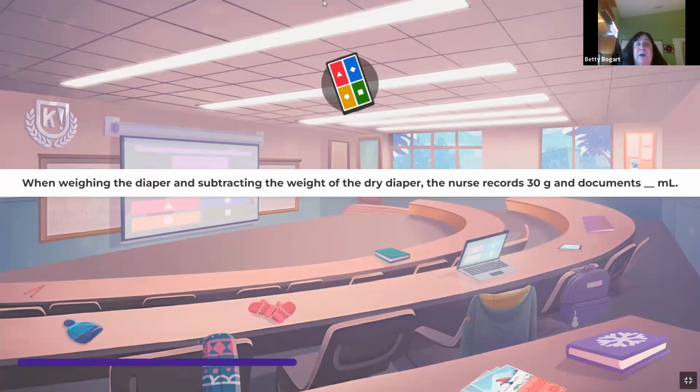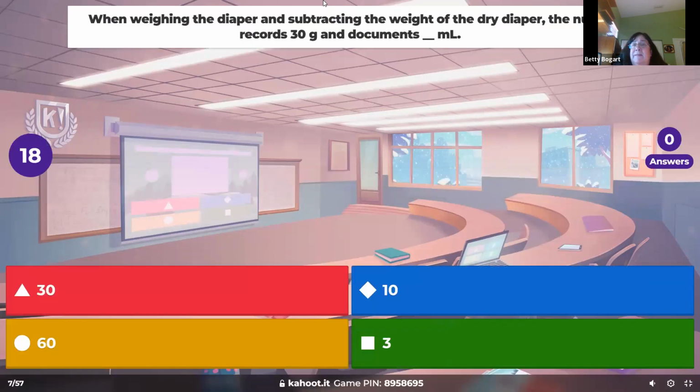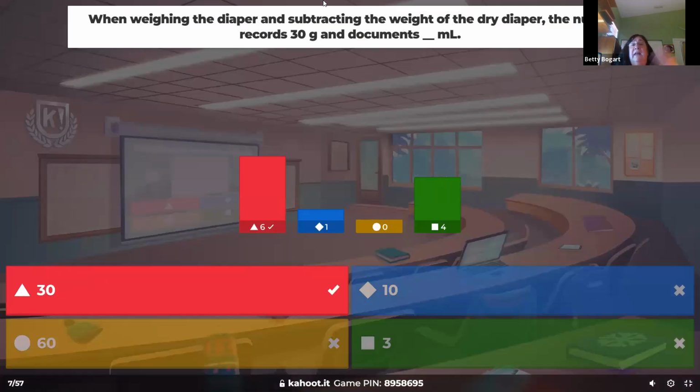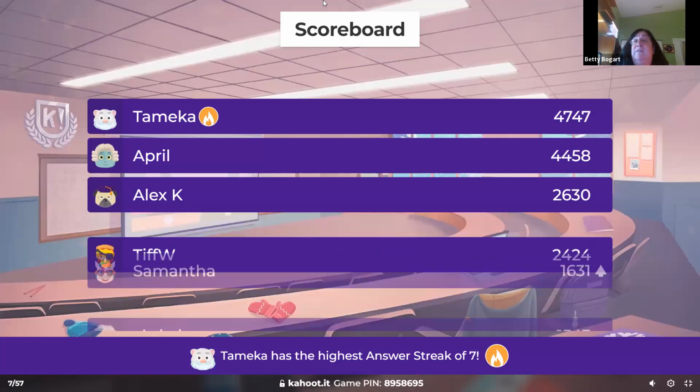When weighing the diaper and subtracting the weight of the dry diaper, the nurse records 30 grams and documents how many mLs. So 30 grams equals how many mLs of urine? So you weigh a diaper, a size 1 diaper, it weighed 30 grams. When you weighed it after urinating, it was dirty, it was 60 grams. So you have 30 grams left. It is grams per mL. So 1 gram is 1 mL. So it's 30 mLs, okay? And it works really easily. I was like, gee, that's easy. I don't have to think.